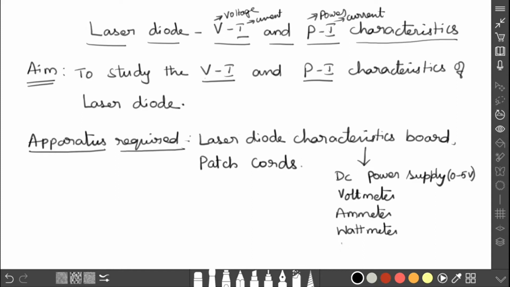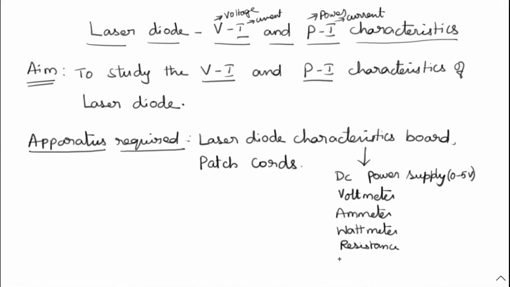And then resistance, and mainly the laser diode, which is nothing but a PN junction again. The PN junction symbol is an arrow mark and then a line. This is P, this is N, right? So the laser diode characteristics board consists of these things: DC power supply, voltmeter, ammeter, wattmeter, resistor, and then the laser diode.